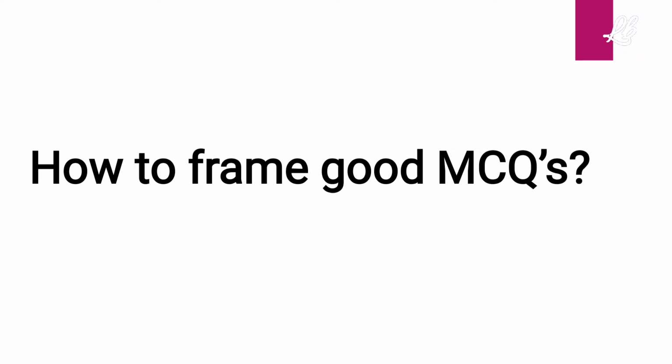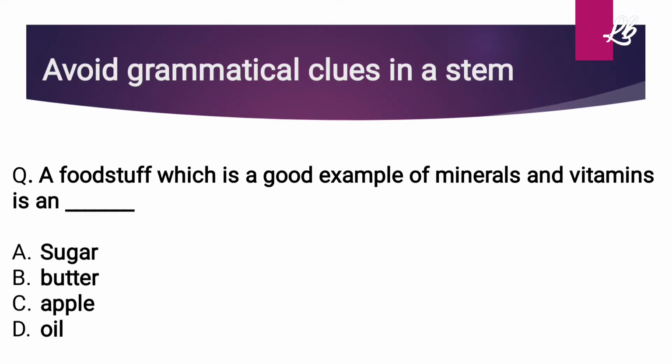First, let's talk about the STEM. Avoid grammatical clues in a STEM. Your question STEM should be free from grammatical clues such as a, an, or singular plural. For example, in this case, the use of "an" in STEM gives the clue that the answer begins with a vowel. So the possible answers can be apple and oil. So in the STEM, it should be "a/an".